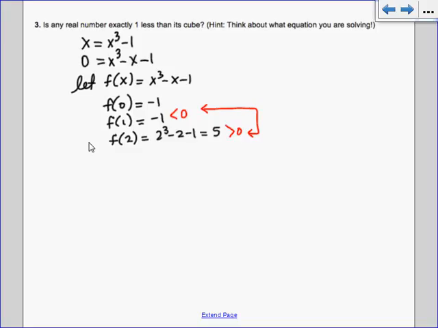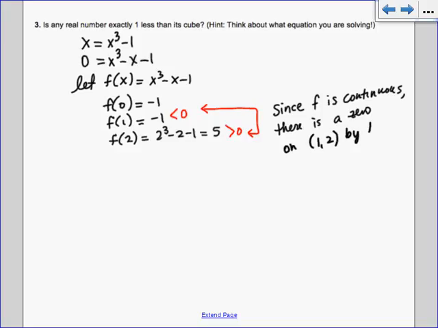So we need to state that f is continuous. So since f is continuous, there is a 0 between 1 and 2. Well, let me say on the interval 1 to 2 by the IVT. You don't have to write by the IVT, but I'll say. Make sense? All right, that was the last one, right?